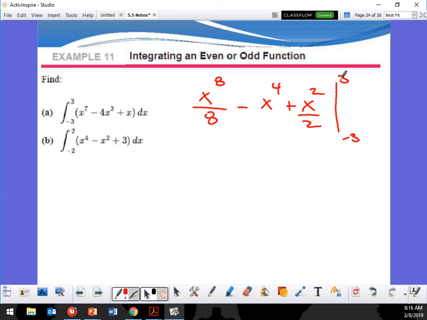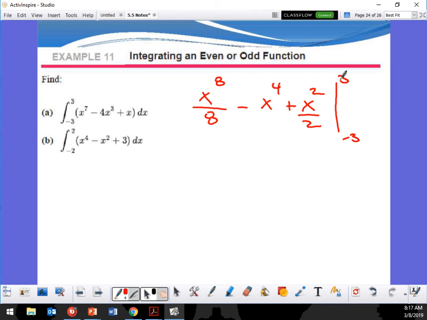Let's plug it in. 3 to the 8th power. Is that an even power? Yeah. Okay, so I don't know what 3 to the 8th power is, but is it going to be positive or negative? Positive. That's going to be positive, right? Okay, so it's going to be positive. So someone help me out. Do the math.